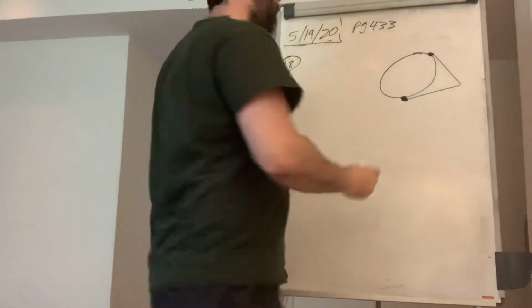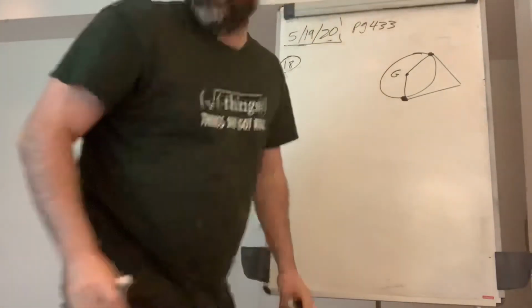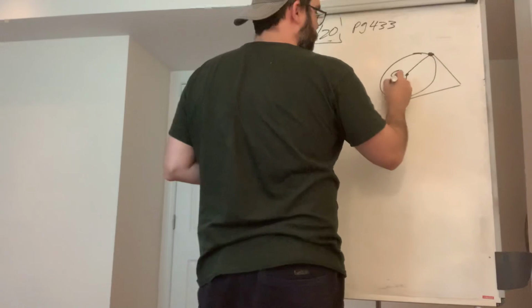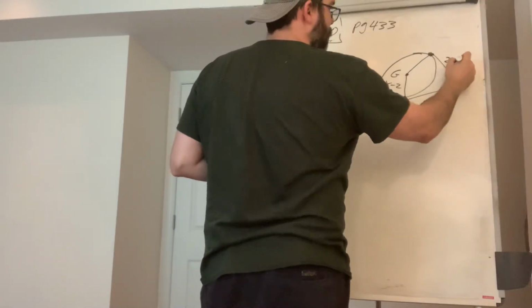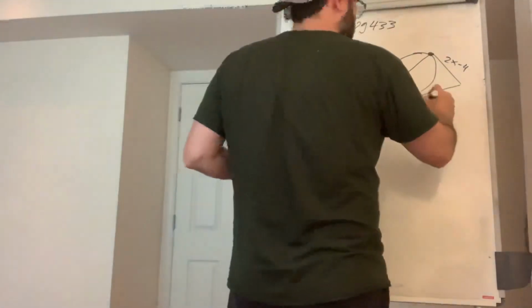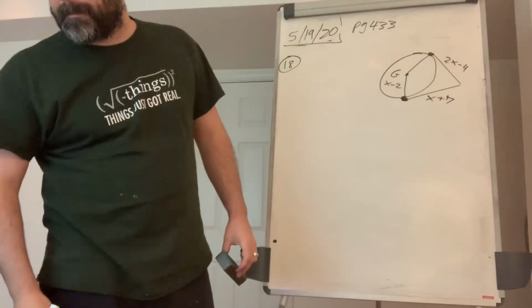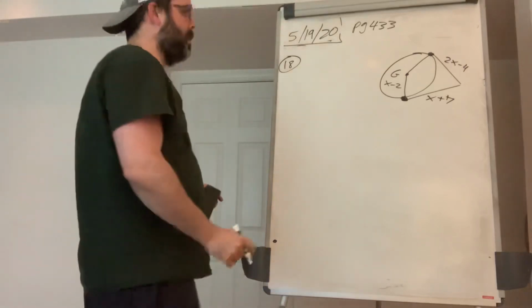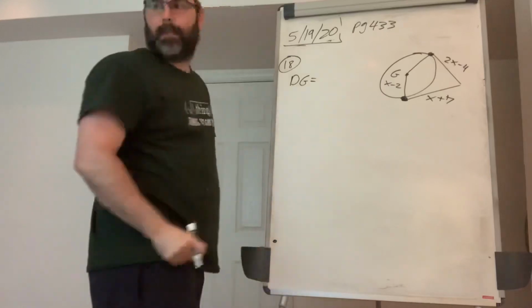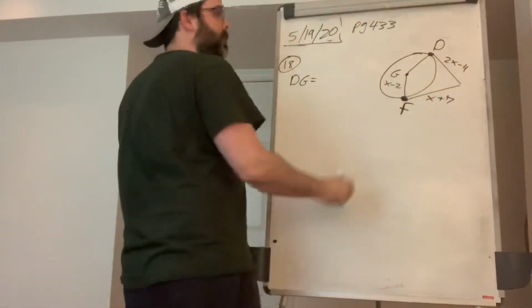Okay. Center G. And we have x minus 2, 2x minus 4, and x plus 7. Okay, and our job is to find DG. That's DF. That's this length here.